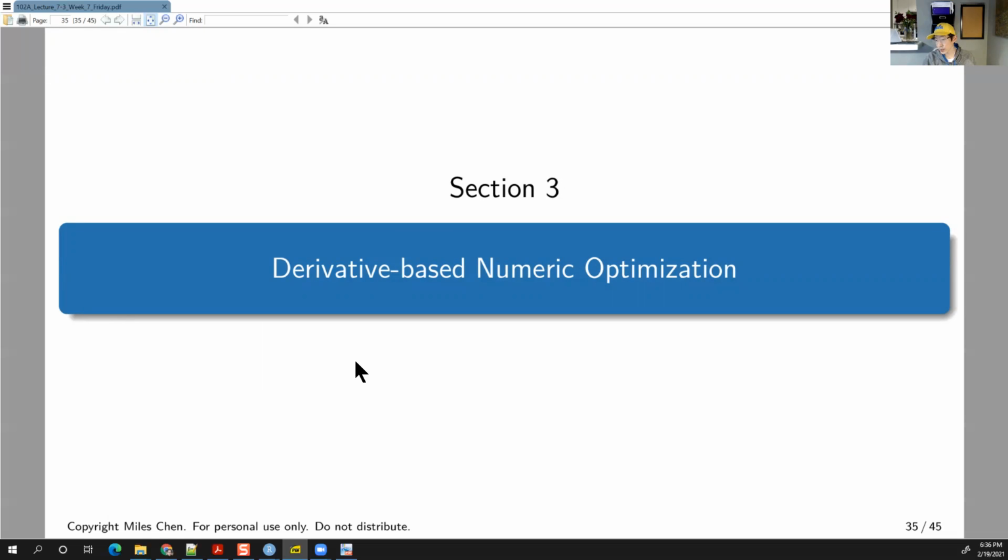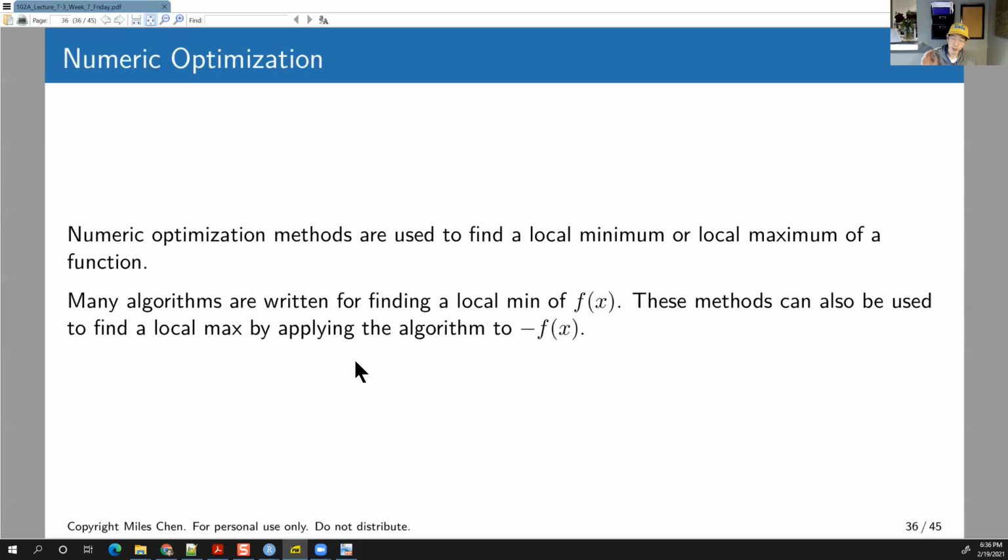And the last bit that I want to touch on today will be derivative-based numeric optimization. We've seen a lot of root finding methods, and we can use those root finding methods to help us find optimums. Optimization is all about finding minimums and maximums. We want to find a local min or a local max, and our root finding methods can be used for optimization.